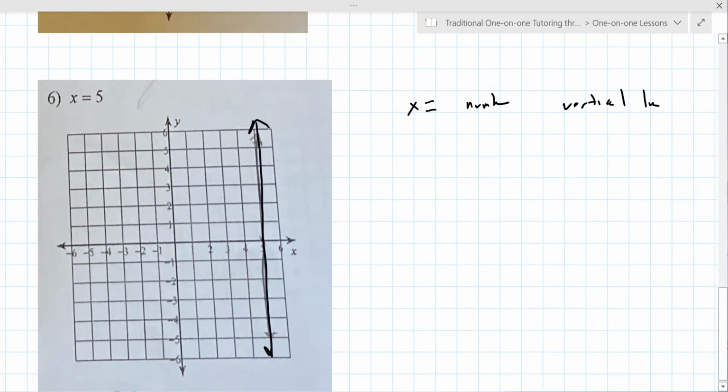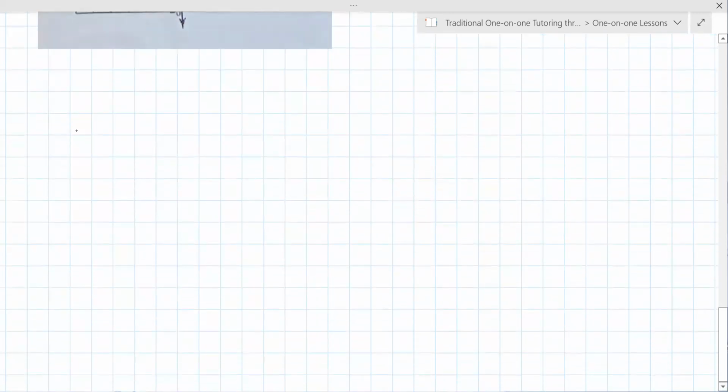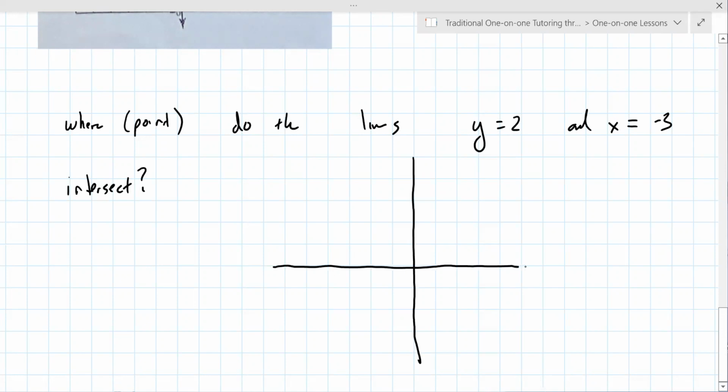All right, cool. Just so let me ask you a short question here. Where do the lines y equals 2 and x equals -3 intersect? What I'd like you to do is graph both of those and then tell me where they intersect. Give me the point.